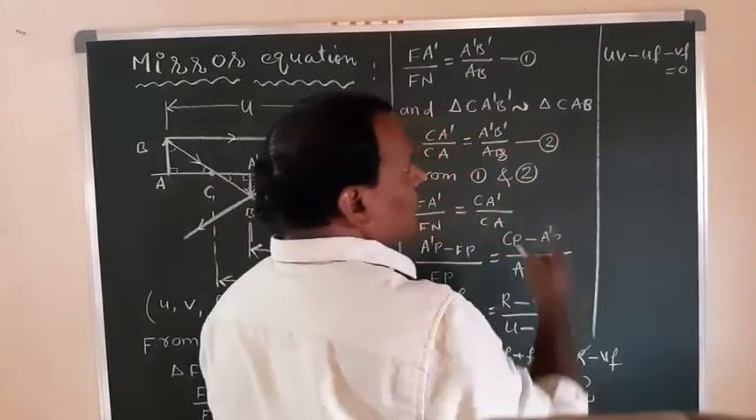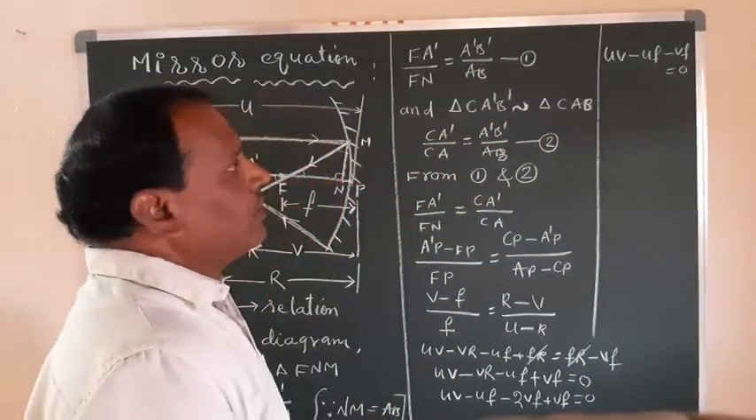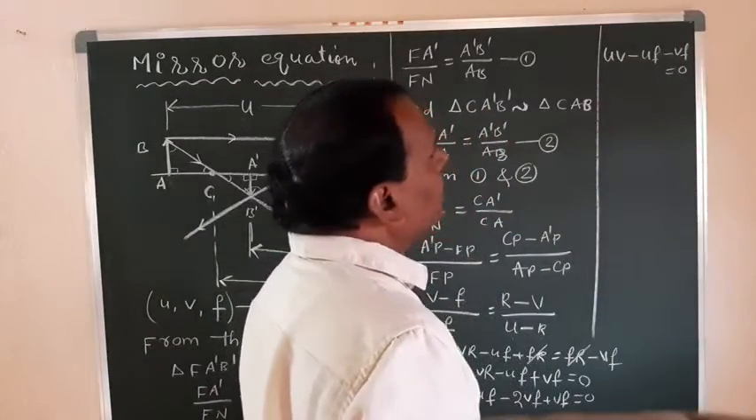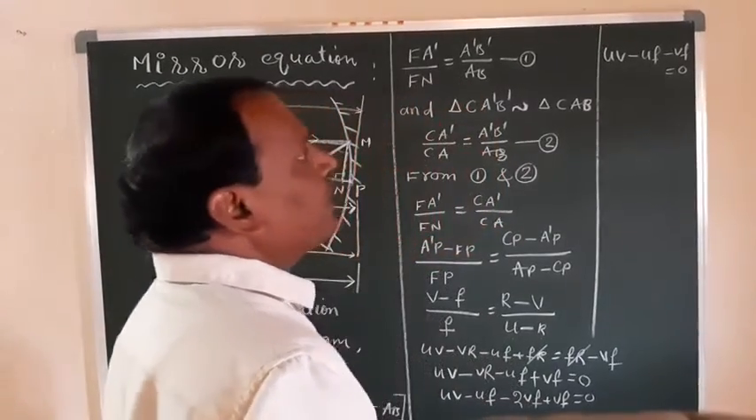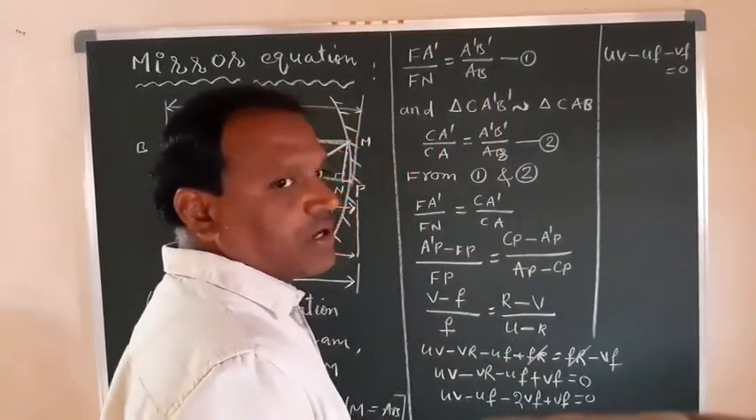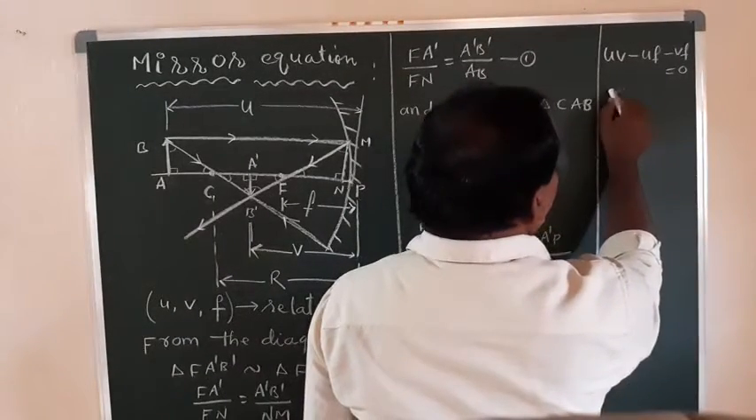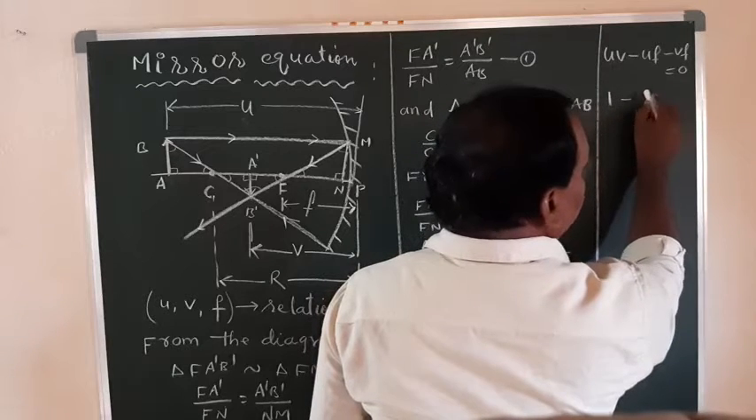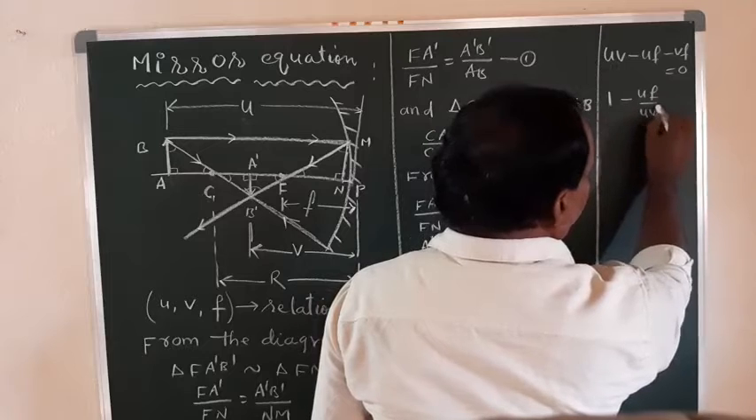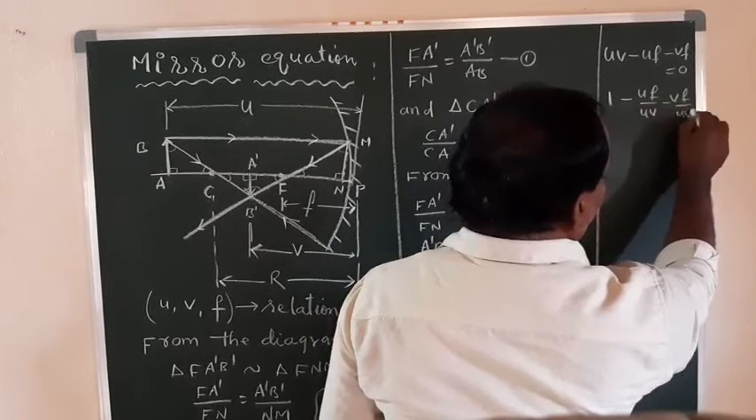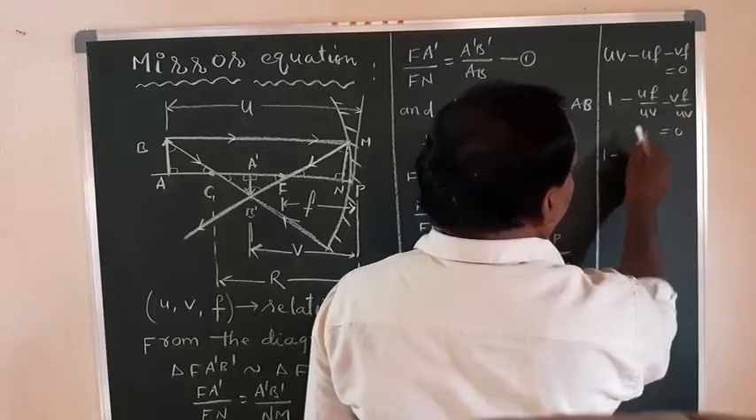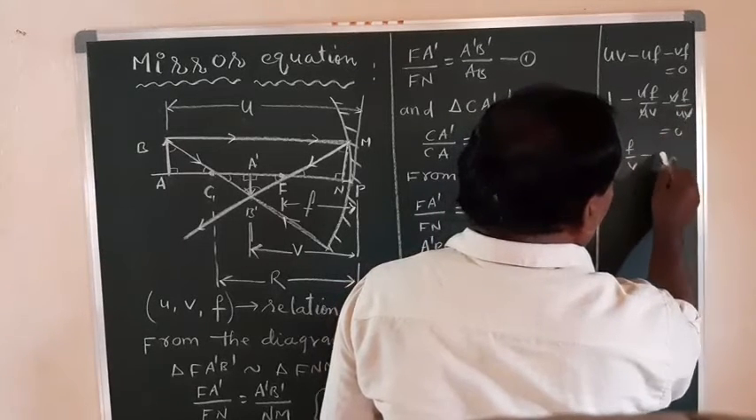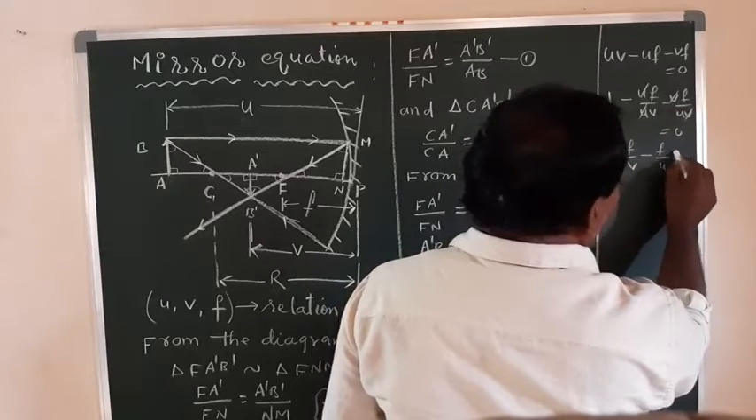Correct? Now observe and divide this by UV on both sides. What can you get? Here it is UV by UV, it is 1, minus UF by UV, U cancels, so F by V, minus VF by UV is equal to 0. So 1 minus F by V, and here V is cancelled, it is minus F by U is equal to 0.